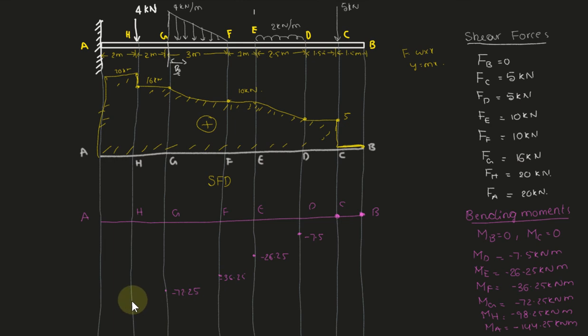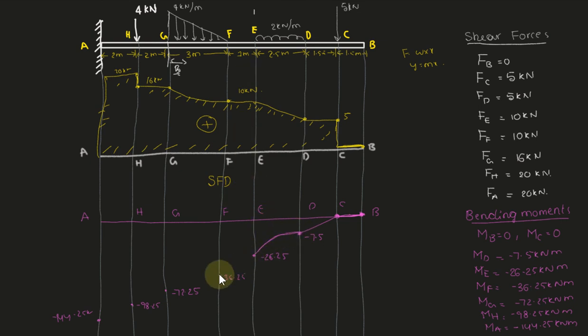kilonewton meter. At H this is minus 98.25 kilonewton meter, and at A this is minus 144.25 kilonewton meter. So that is the maximum bending moment. Now we have to join all the points. We are joining with a straight line here, and there is no load in between C and D, so you can join with a straight line. The bending moment of uniformly distributed load follows parabolic law, so you have to join with a parabola.